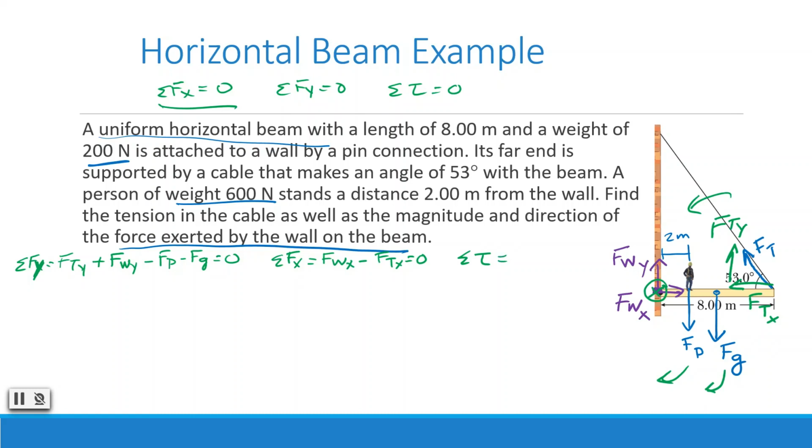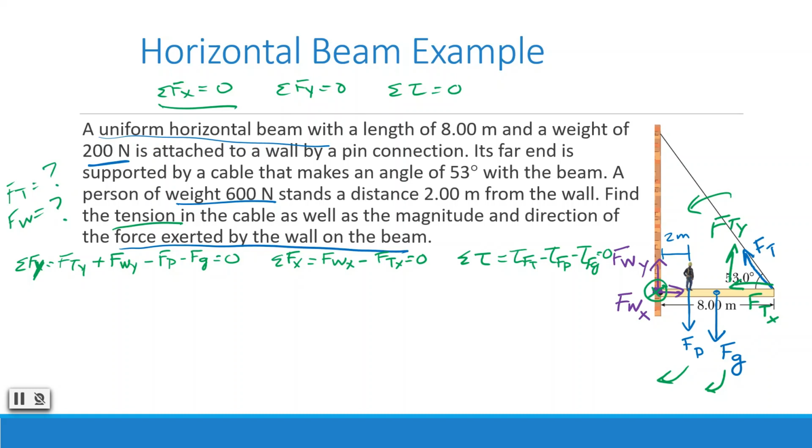So my net torque is going to be the torque due to tension minus the torque due to the person minus the torque due to gravity, which has to equal 0. So I've got a lot going on here, and I want to find several different things. I want to find the tension in the cable, and I want to basically find Fw. So I want to find Ft and Fw. To find Fw, I'm going to have to find both Fwx and Fwy.